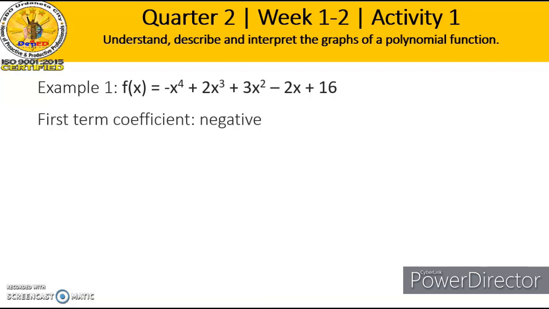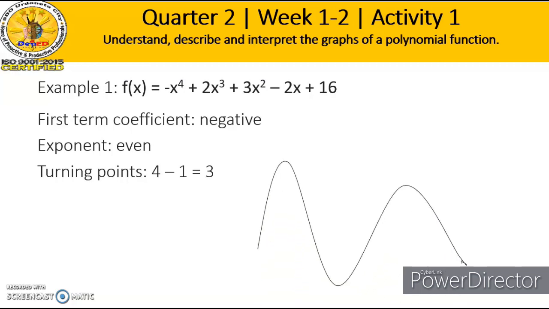So, the first term has a coefficient that is negative. The exponent is even. The turning points, based on the exponent, which is 4, we subtract 1, we have 3. So we have 3 turning points. So you have this graph.